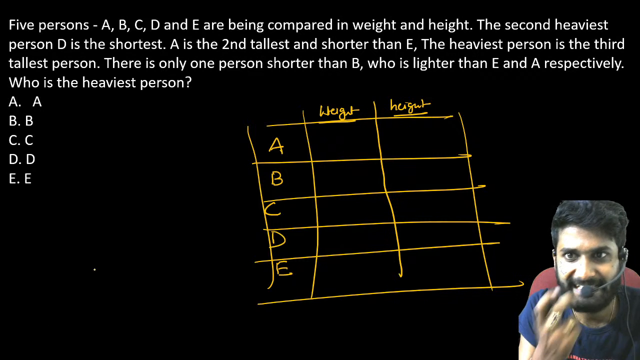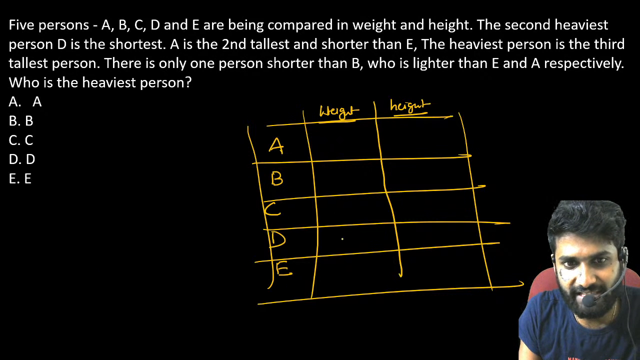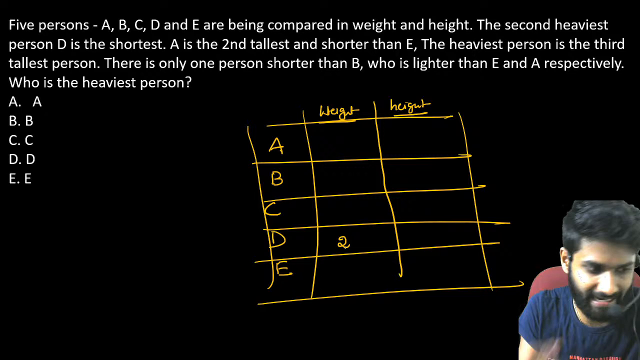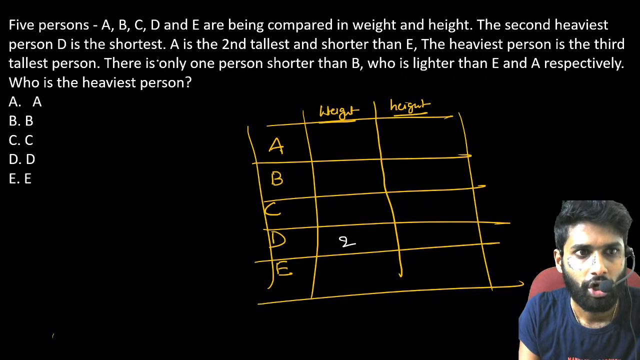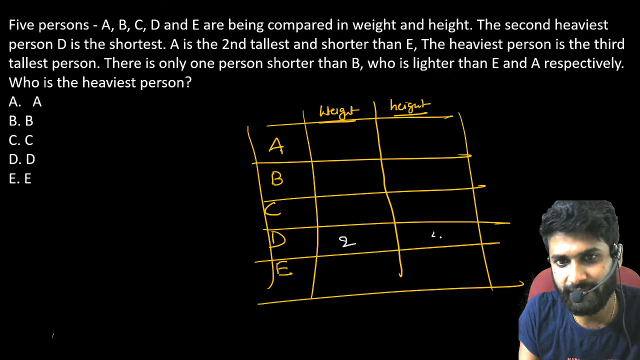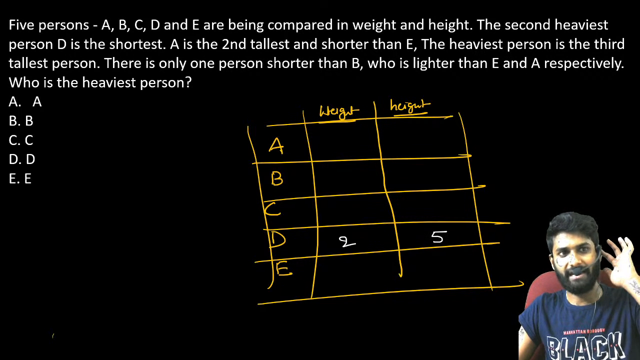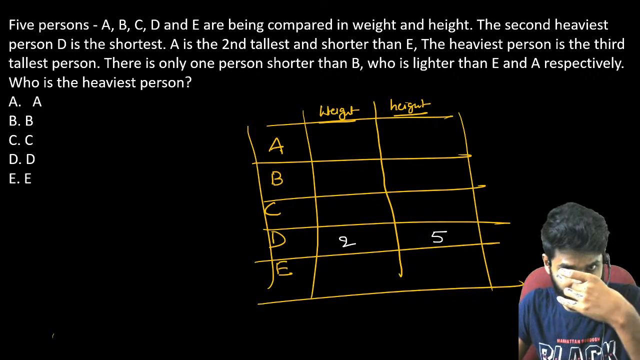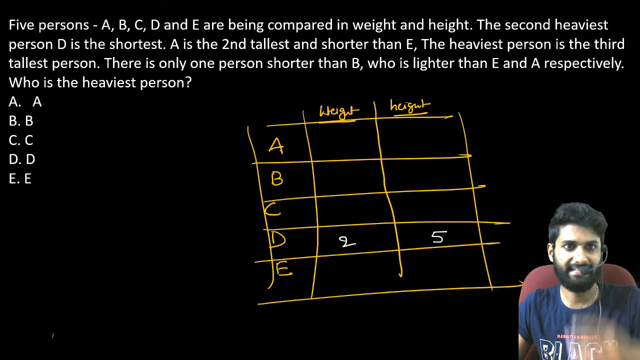First one: the second heaviest person D is the shortest. Take the second heaviest person as rank 2. The second heaviest person D is the shortest person. The shortest person is given rank 5. That is the first information. D is the second heaviest person in weight, and he is the shortest, fifth rank in height.